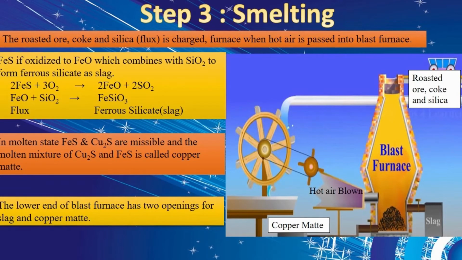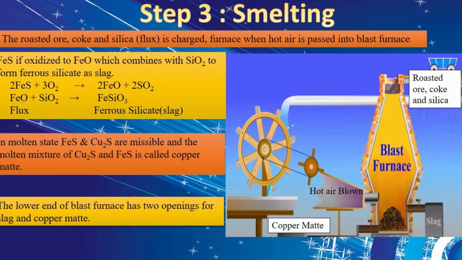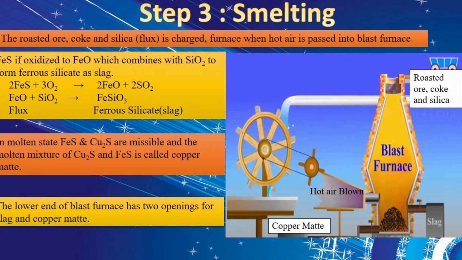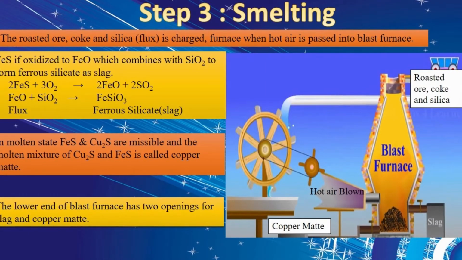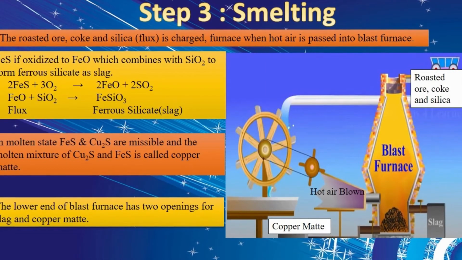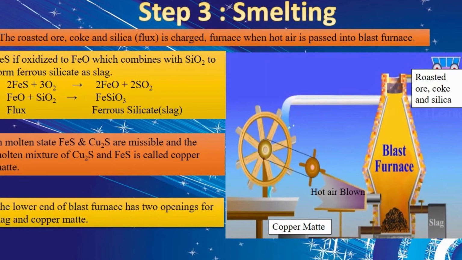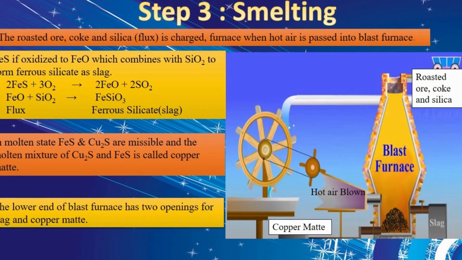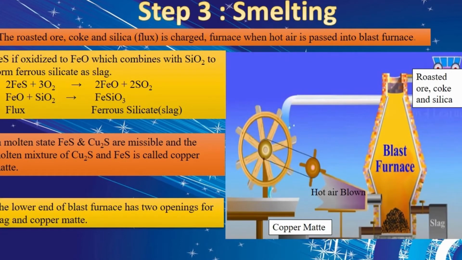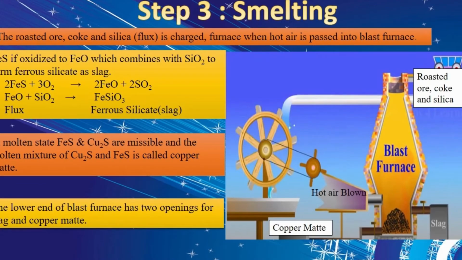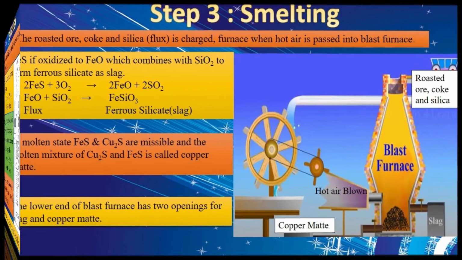Next, the molten iron sulfide and cuprous sulfide will form an immiscible mixture called copper matte. This copper matte also flows down to the bottom of the furnace, and we have two separate openings to remove slag and copper matte. In the examination point, what is copper matte is an often asked question.